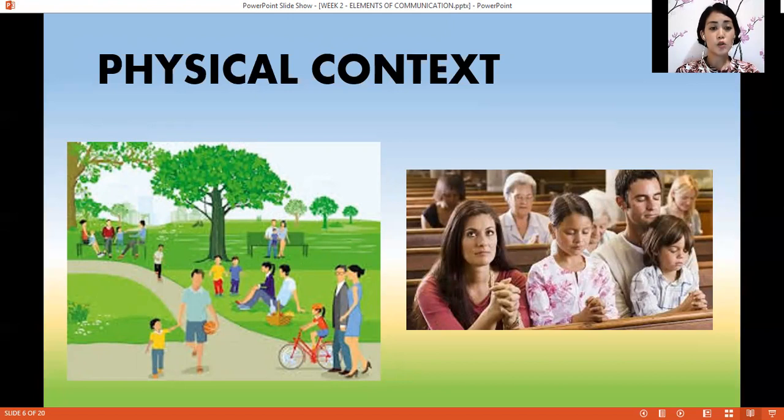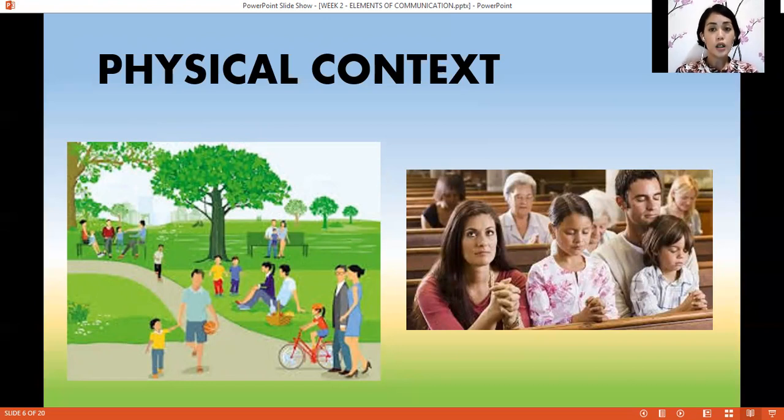Because if you're going to whisper, your friend or the person you're talking to might not hear what you're saying because it's kind of noisy in this place. Okay, so communication has been affected by the physical context, which is that you are in the park. That is how you should communicate with people when you are in this place.